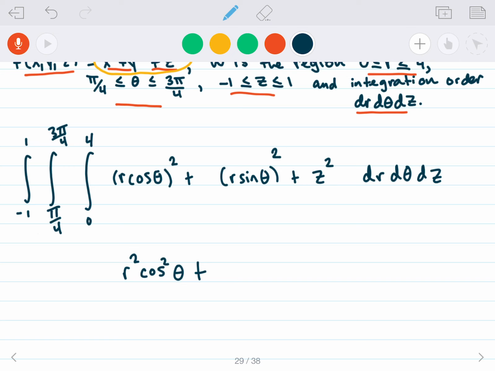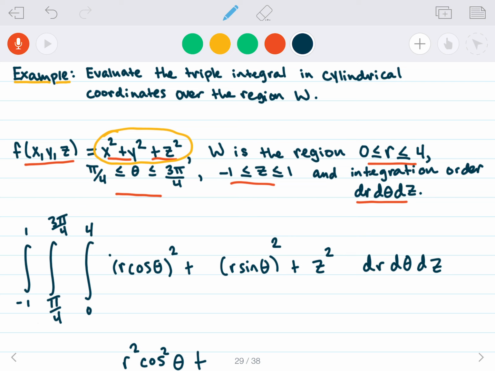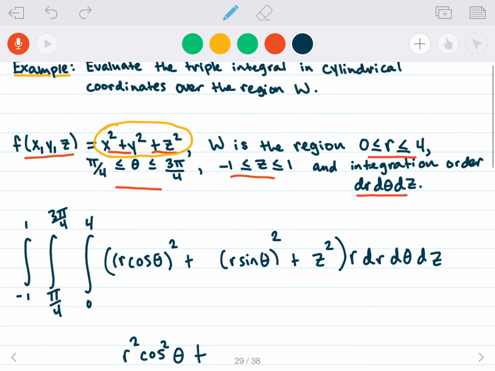Oh, I forgot my r up here. Oops. See how easy it is to forget? I forgot my r, dr, d theta, dz. Okay, so don't forget that r. That r is going to go there.